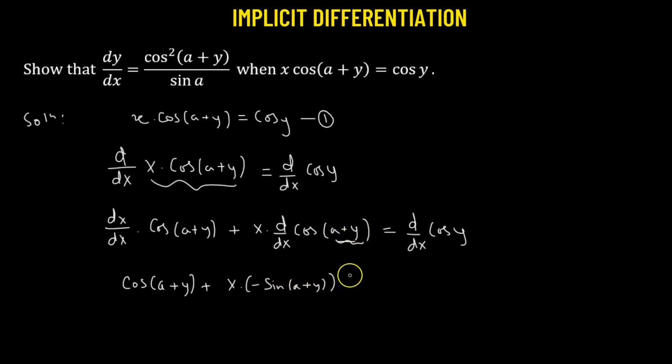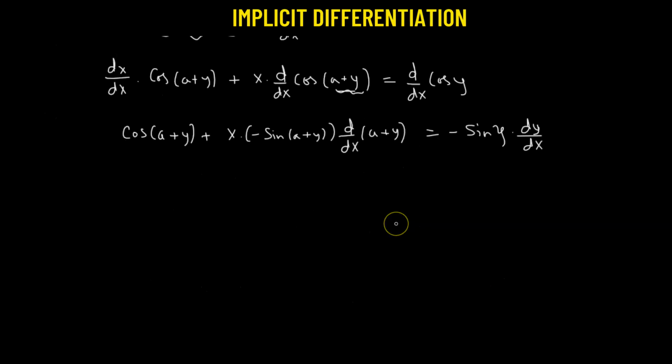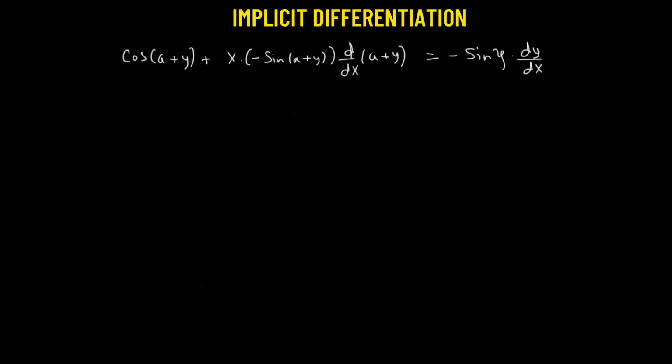But since here we have a plus y, we'll need to take its derivative with respect to x. So this will be equal to the derivative of the cosine function, which is negative sine, but we have a y value, so we'll get negative sine y. So that means we'll also need to multiply it by the derivative of y with respect to x as a consequence of the chain rule. So let's further simplify. Here we have cosine of (a plus y) minus x times sine of (a plus y), multiplied by the derivative with respect to x of (a plus y). A here is a constant, so we'll only be left with the derivative of y with respect to x.